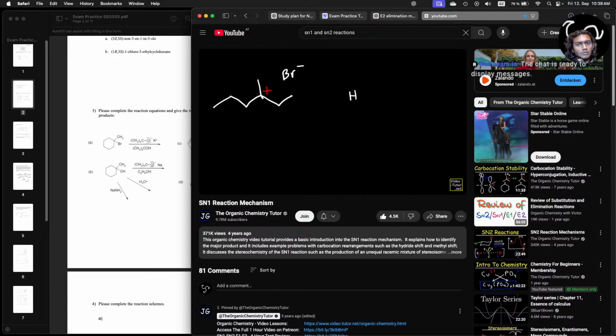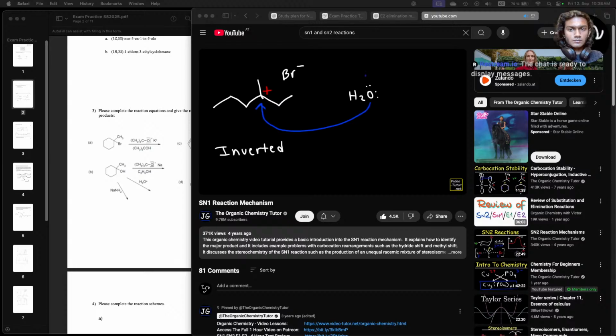Now when water comes in, it can attack from the back, which will give us the inverted product, or it can attack from the front, which will give us the retention product. Now, there's nothing really stopping it from attacking in the back. Now, there is something that prevents it or slows it down from coming in the front. Because when water comes in, the oxygen atom will be the one that's being pulled towards the carbocation.